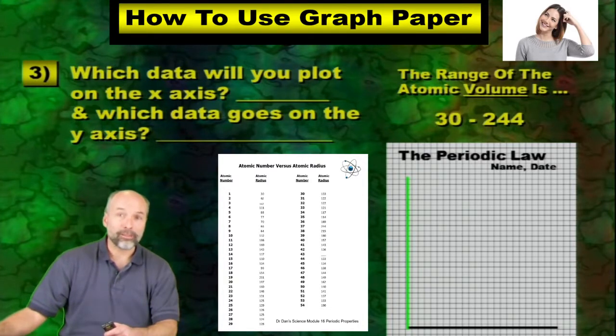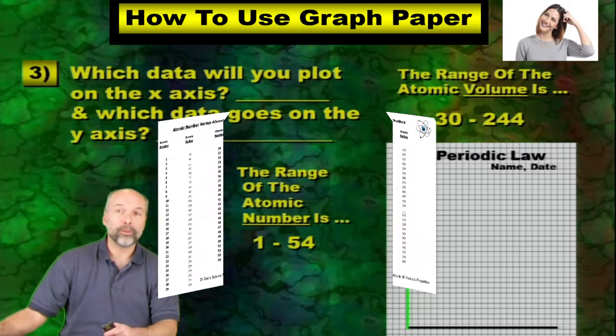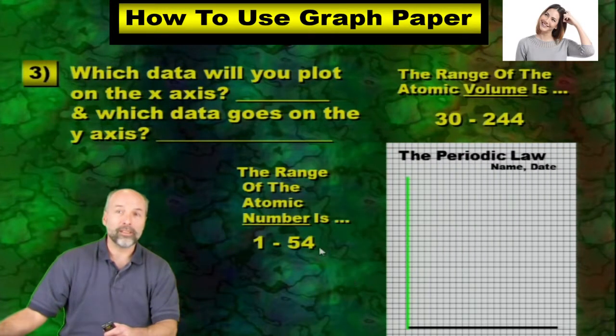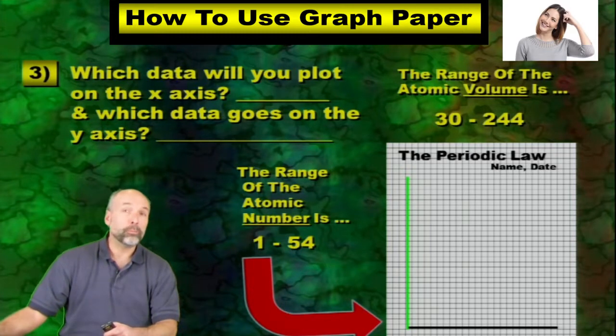Well, here's our puzzle. Do we want to put the atomic number on this side, or do we want to put it on this side? Obviously, the atomic number has less of a range, and the distance going this direction is less. That matches up really, really nice. So we're going to put the atomic number along the x-axis, which means, of course, the atomic volume is going to be along the y-axis.